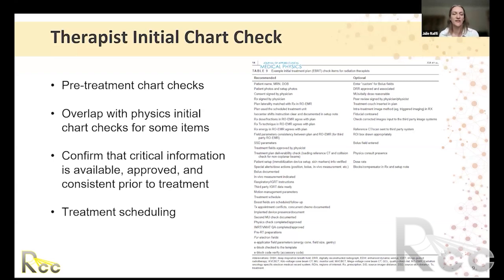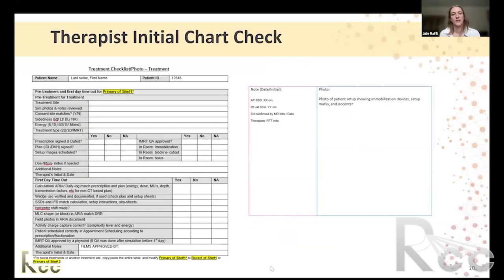Therapists also have additional considerations if they're involved with treatment scheduling, making sure the patient is scheduled properly on the correct machine, and then potentially things like billing related checklist items as well. So here's an example of a therapist initial chart checklist that we have at our institution. This would be customized for your clinic and your workflow, but there's some items on this checklist that are done pre-treatment, so before the patient comes, and some that are done during the first day timeout for treatment. And so you can kind of combine these into one form or have separate forms as well.